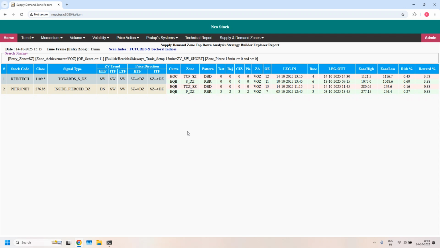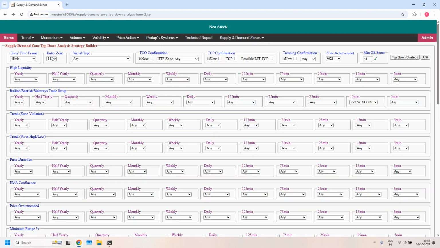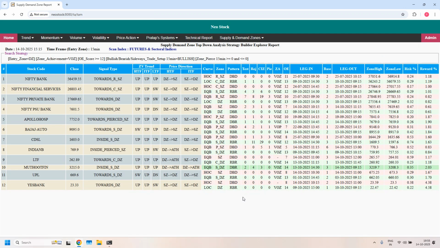Okay, next, bullish trade setup for daily income trade. Entry time frame zone is the 15 minutes demand zone. Here bullish and minimum order enhances score 12. Let's filter. We got 12 stocks. Bullish trade setup for daily income trade. Entry time frame zones are 15 minutes demand zones.